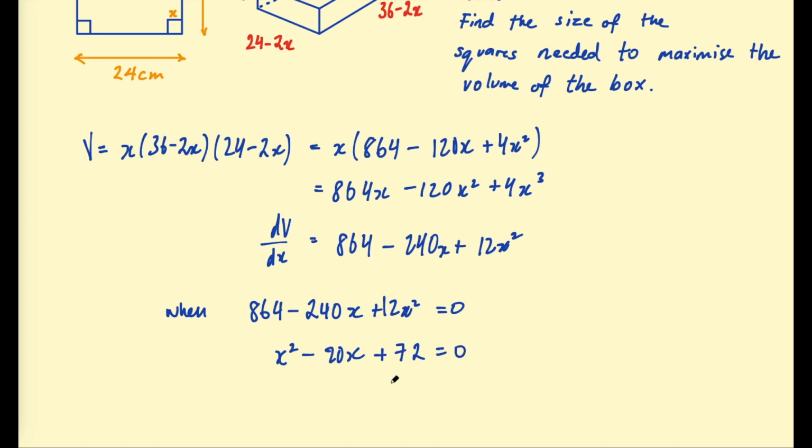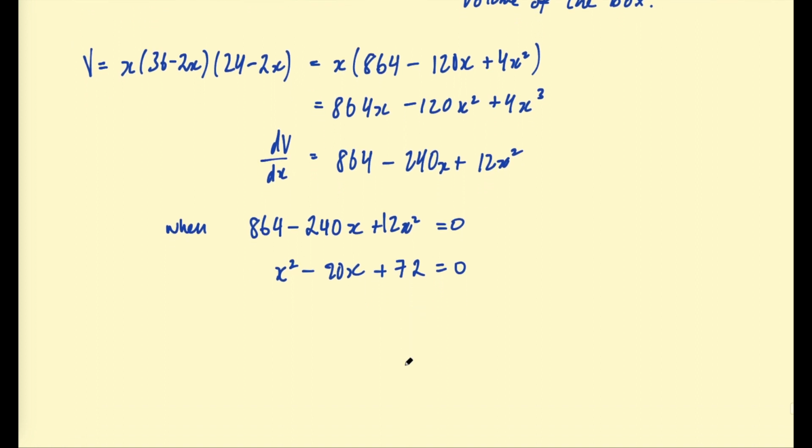So we get this equation, and it looks like we might be able to factorize. Unfortunately, we can't, so I'm going to use completing the square here. Completing the square, we get (x - 10) all squared, take 100, plus 72 equals 0. And then (x - 10) all squared equals 28.